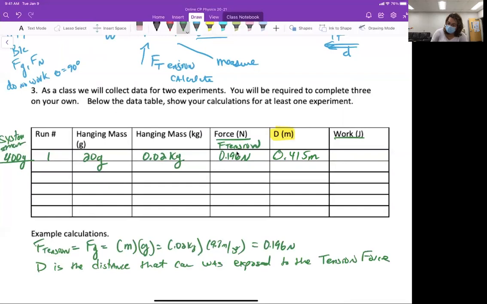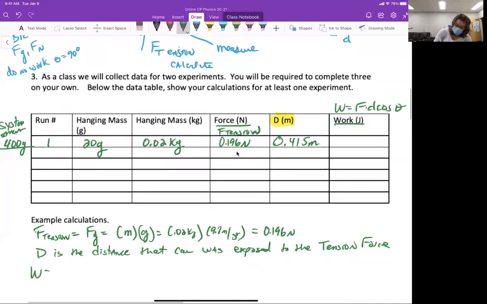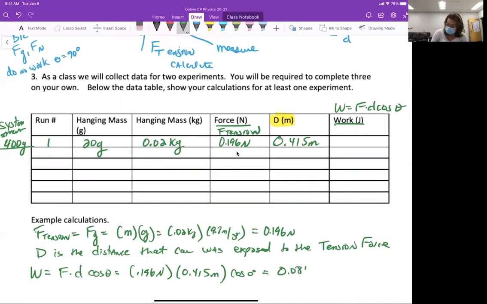Now I'm going to calculate work. How do I do that? Work equals FD cosine theta. So I can figure out work, FD cosine theta. Well, we found the force to be 0.196 newtons. We had the distance to be 0.415 meters. And we said cosine, and that angle is 0 degrees. And so we found that work to be, I estimated, 0.081 joules.